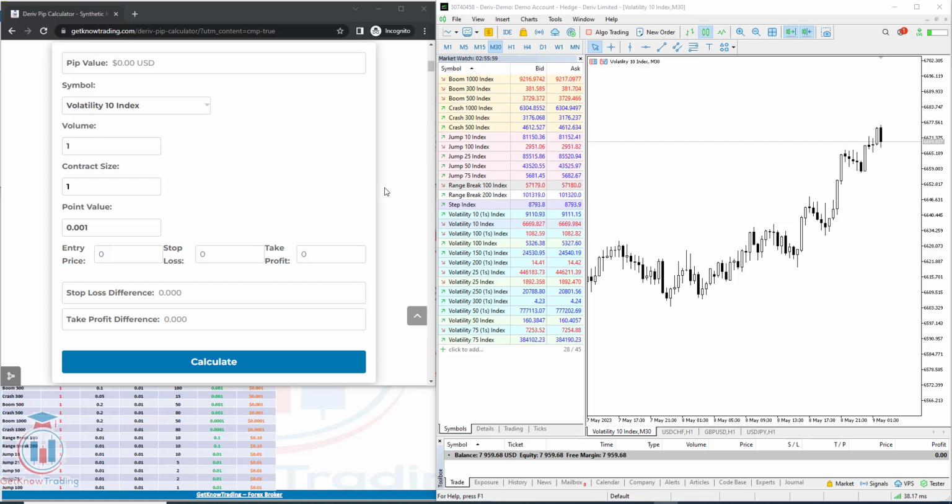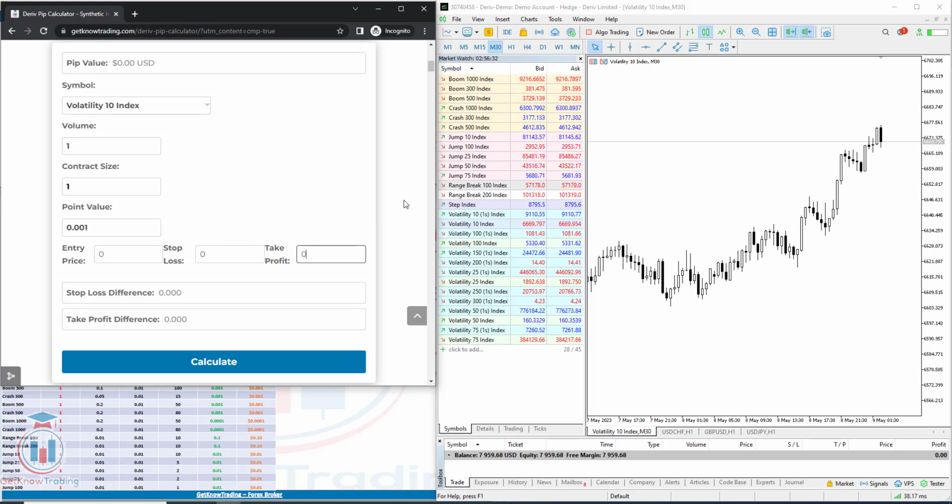In this video I will show you what is Volatility 10 Index, a Pip calculator, which is a tool that helps you to calculate what is a Pip value on the chart. On the left side you can see a Volatility 10 Index Pip calculator where you need to enter several details, which is a volume, contract size and also point value, but you have optional entry price, stop loss and the take profit to calculate how much of money you would make or lose on specific trade.